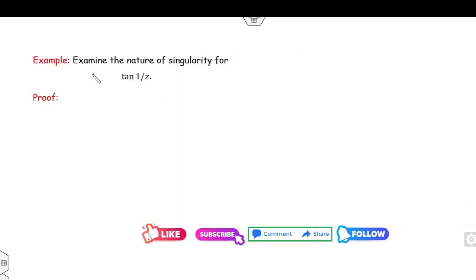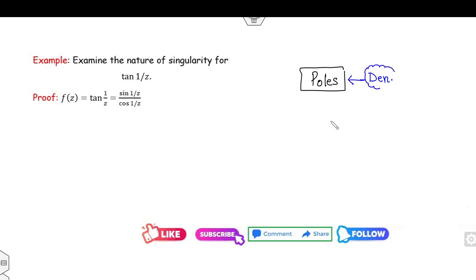For example, if I consider f of z is tan of 1 over z, I can write this function as sine 1 over z divided by cos 1 over z. Now always remember, these are the numerator and denominator. Your first preference is always given to the pole. The pole means your first preference is always given to the denominator. If my denominator is 1, for example, my function is z square plus 4 only, then you can give the preference to the zeros.